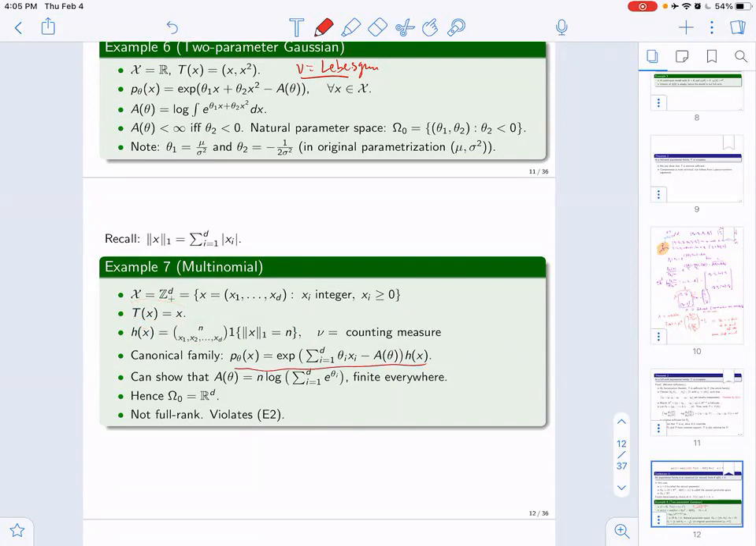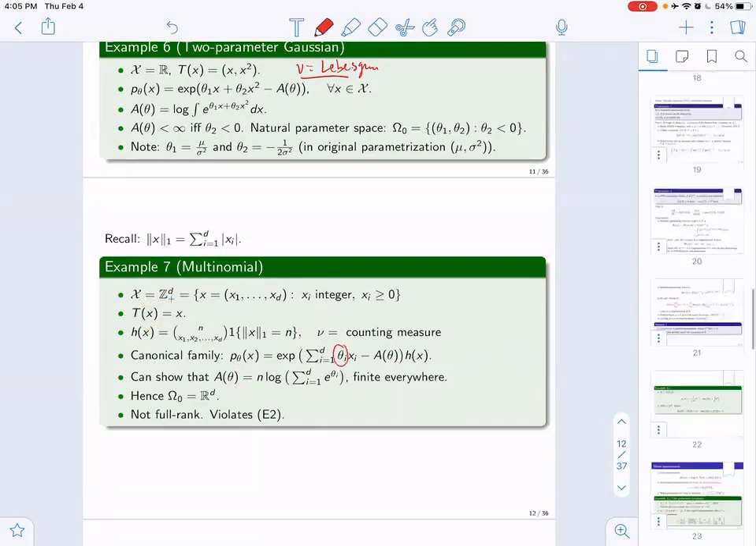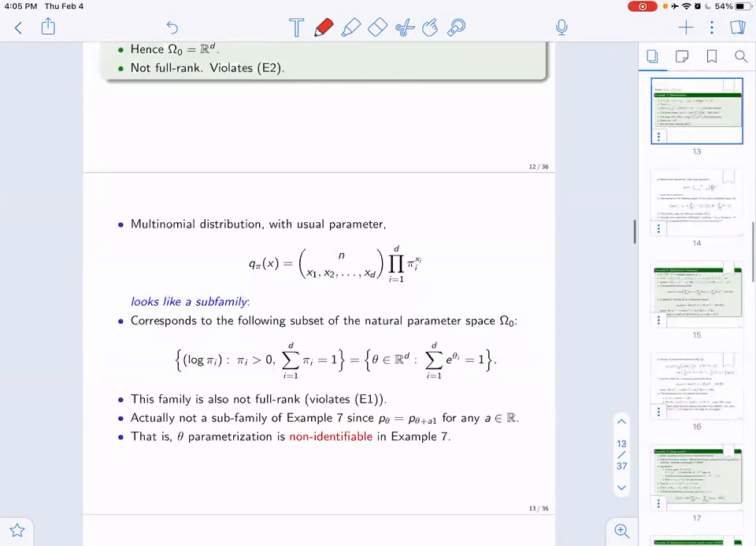Once you do this, you'd show that in order for this to sum to 1, the partition function has to look like that. And then in this case, you can verify that this is not a full rank model because the components of this, under this measure, satisfy a linear or an affine constraint. So this violates E2, and so this model would not be identifiable. These thetas would not be identifiable. And then you can try to reparameterize in terms of new parameters associated with the original. So this is the original form of a multinomial.